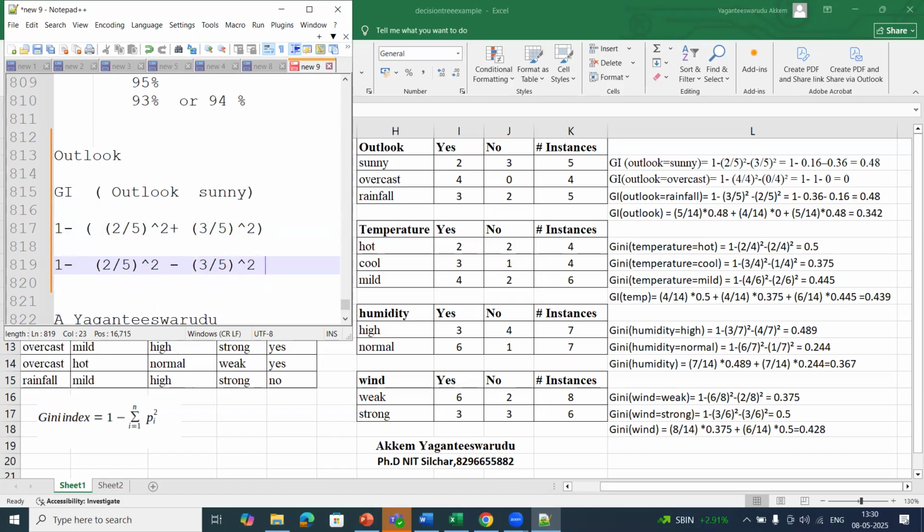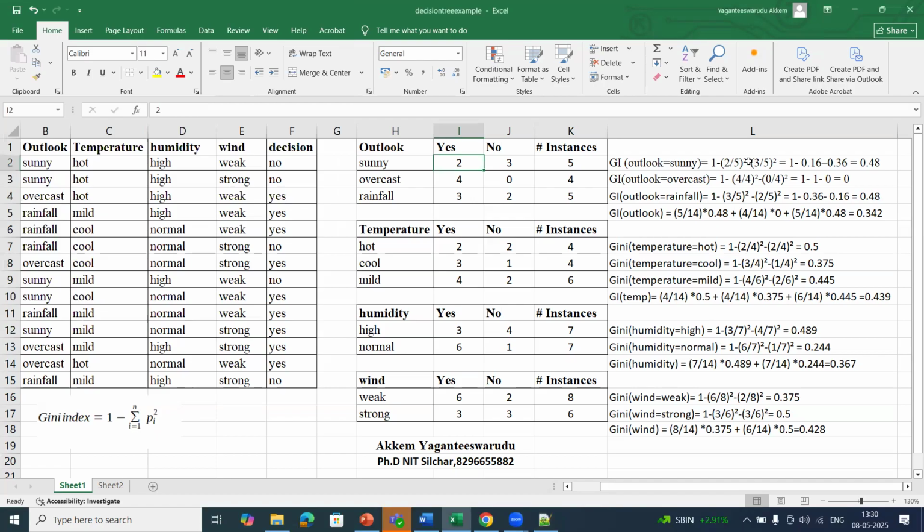3 by 5 whole square. 1 minus 2 by 5 whole square minus 3 by 5 whole square. So if the outlook is sunny, the Gini index is 1 minus 2 by 5 whole square minus 3 by 5 whole square. 1 minus 0.16 minus 0.36 is 0.48. So that is the Gini index if outlook is sunny.